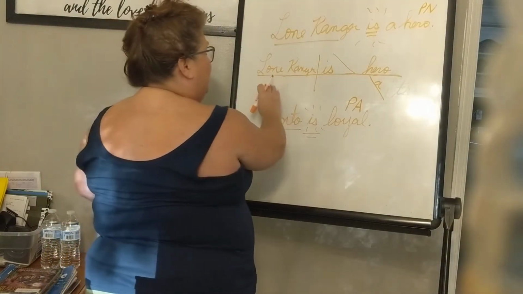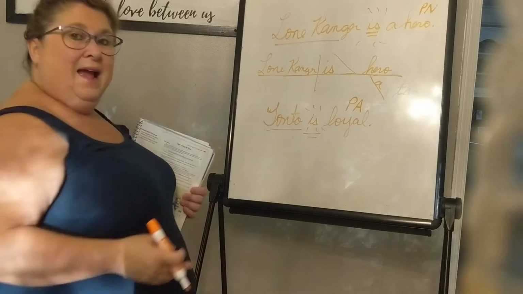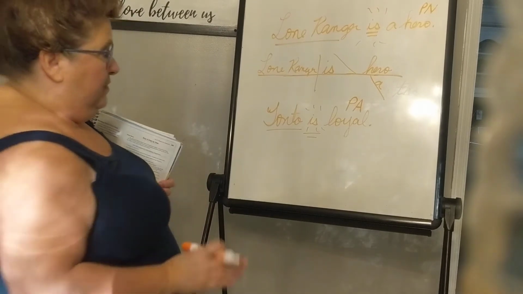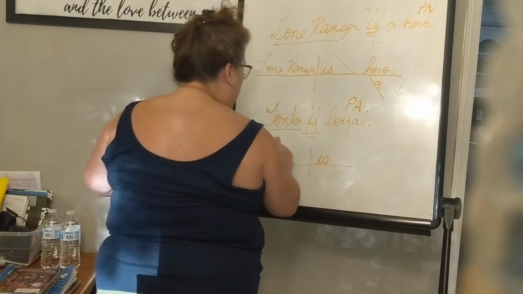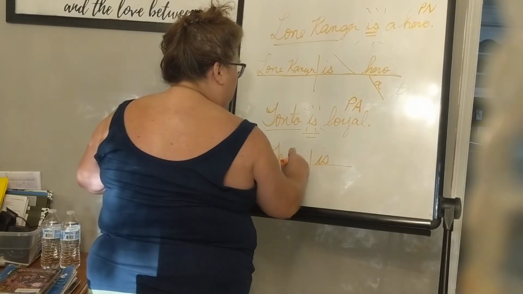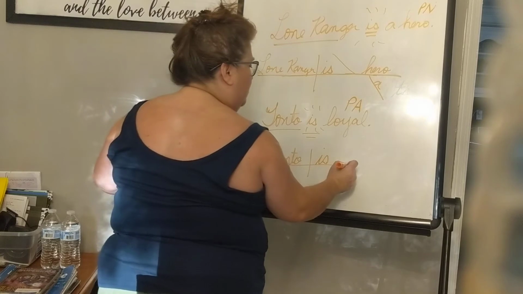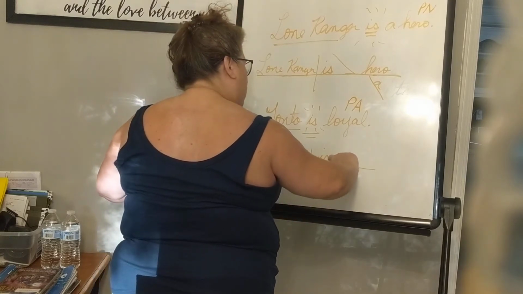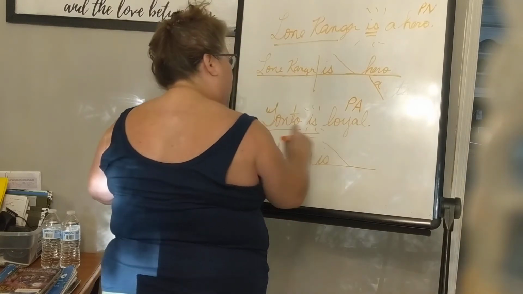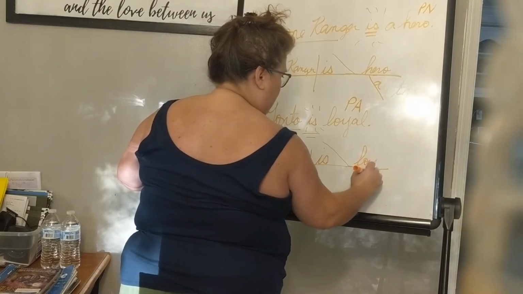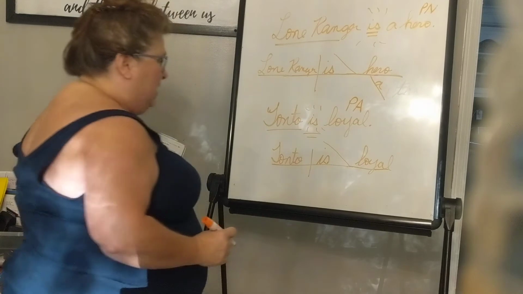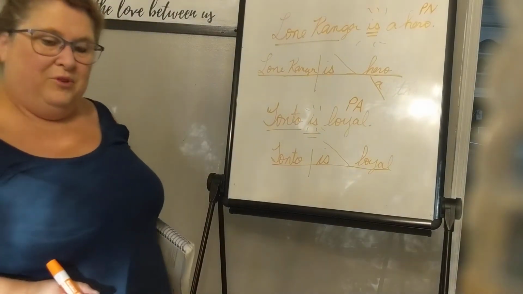It is diagrammed the exact same way as a predicate nominative. Okay, the exact same way. So we have our verb is, who or what is Tonto? Tonto is whom or what. It's a predicate adjective that slants back towards the subject. It's modifying that subject is loyal. So that is how we would diagram it, okay?